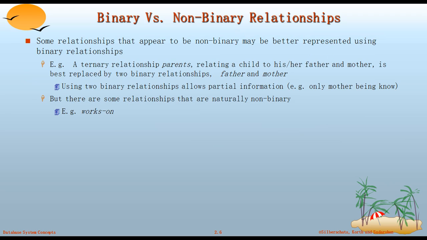Binary versus non-binary relationships. Some relationships that appear to be non-binary may be better represented using binary relationships. For example, a ternary relationship parents, relating a child to his or her father and mother, is best replaced by two binary relationships, father and mother. Using two binary relationships allows partial information, for example, only the mother being known. But there are some relationships that are naturally non-binary, for example, works on, which we have seen.